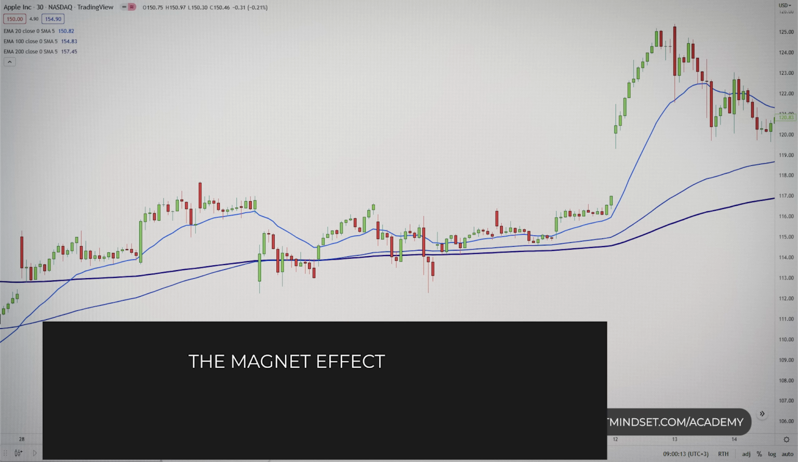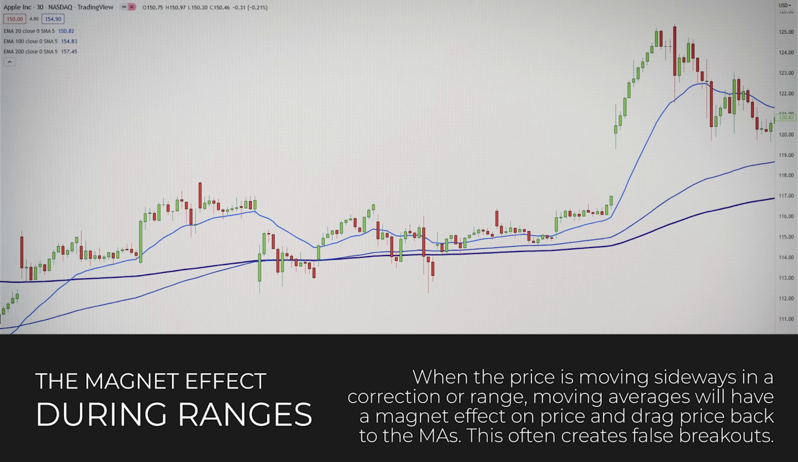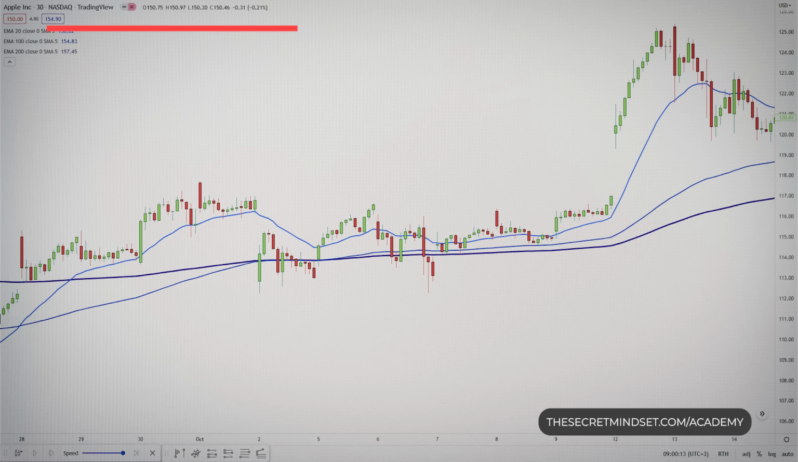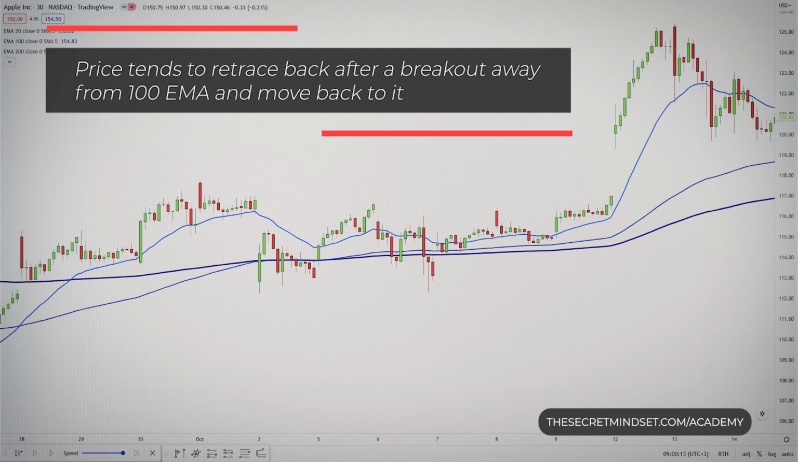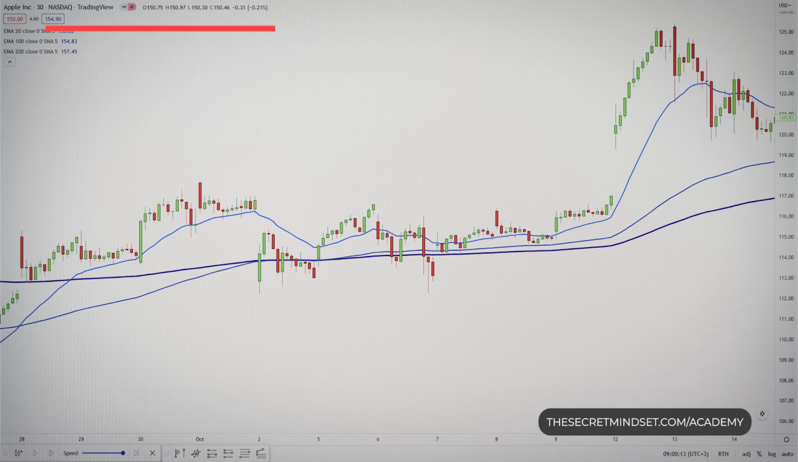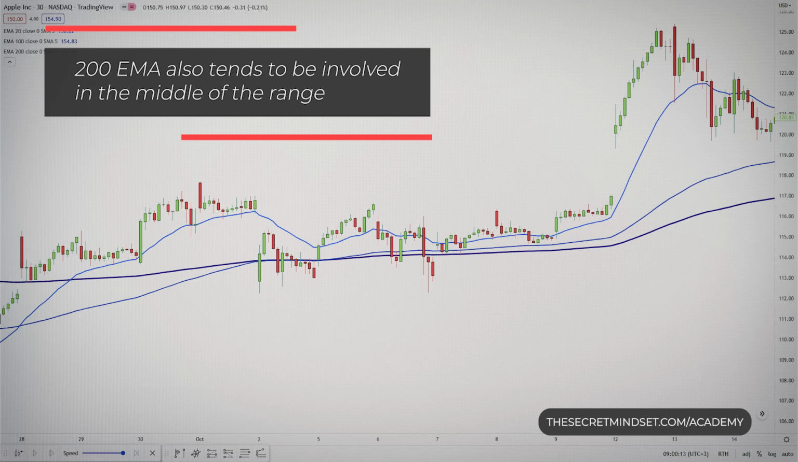Here's another common pattern. When the price is moving sideways in a correction or range, moving averages will then have a pull effect on price and drag price back to the moving averages. This often creates a false breakout and extends the sideways price action. Price tends to retrace back after a breakout away from the 100 EMA and move back to it, and the long-term 200 EMA also tends to be involved in the middle of the range.